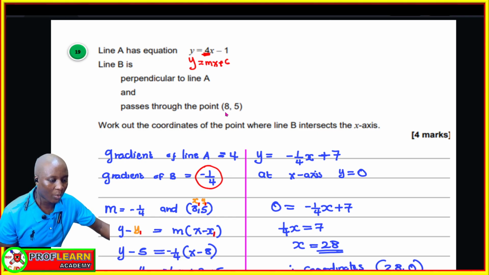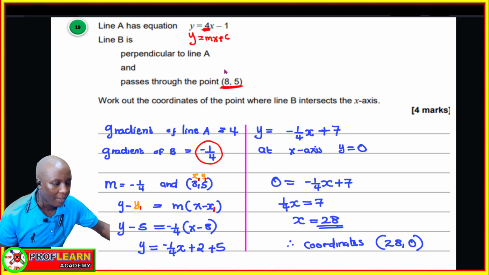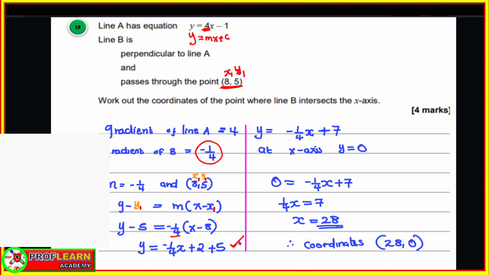Then since I know where that perpendicular line passes, to find the equation of that line, I'll say y minus y1 equals m times x minus x1, whereby x1 and y1 are the points you are given where the line passes. This is the x1 and this is the y1, and the m is the gradient. So we know the gradient, which is negative 1 over 4. You can substitute there: y minus 5 and x minus 8. You can then get the equation.